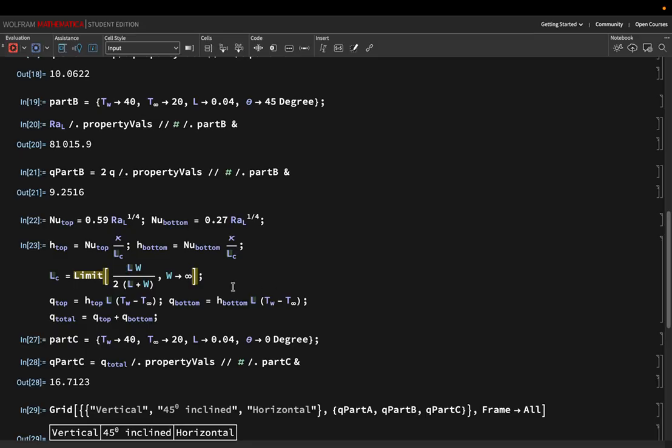So the only difference is that while you are calculating this Nusselt number, you have to use the corresponding Lc instead of L.